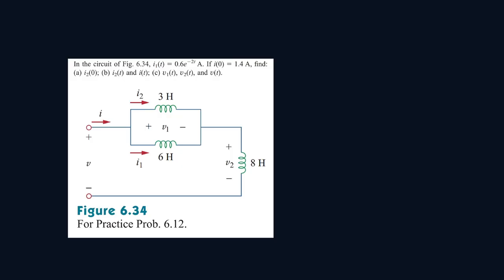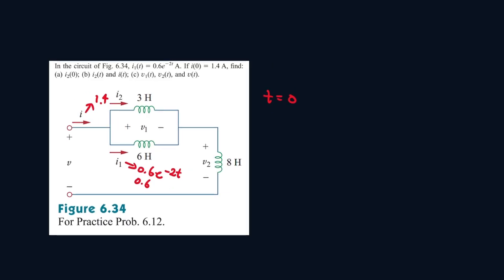So let's set the time to be 0. So I1 is 0.6 e to the minus 2t, and since t is 0, this is going to be 0.6. Okay? And now we're told I at 0 is going to be 1.4. Now this is enough information to find I2.